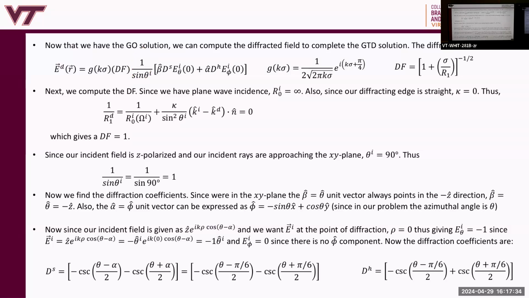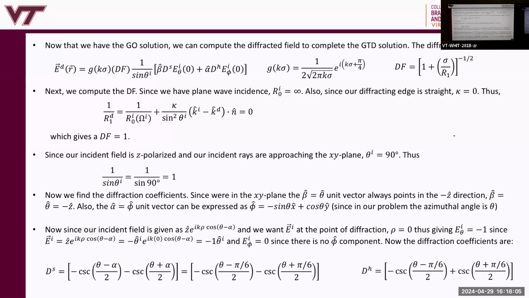We know that the incident field is z-polarized and our incident rays are approaching in the xy plane. As we just mentioned, theta incident is 90 degrees. Thus, this term becomes 1. All right, we did that. Now let's work on these terms, beta and alpha. So now we find the diffraction coefficients. Since here we are in the xy plane, the beta hat, which is the theta hat unit vector, always points in the minus z direction.